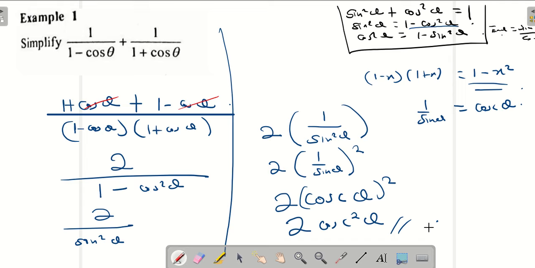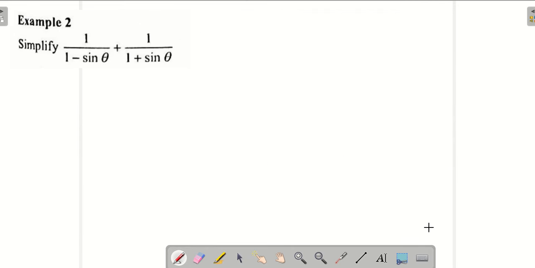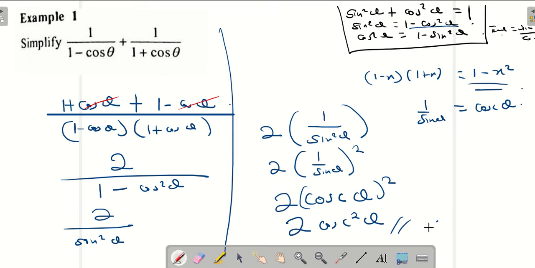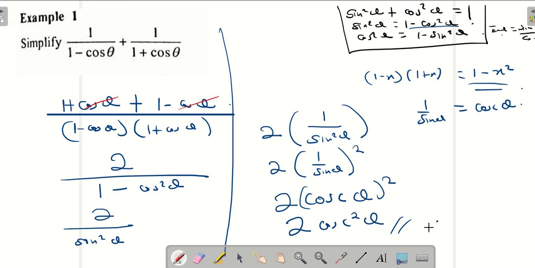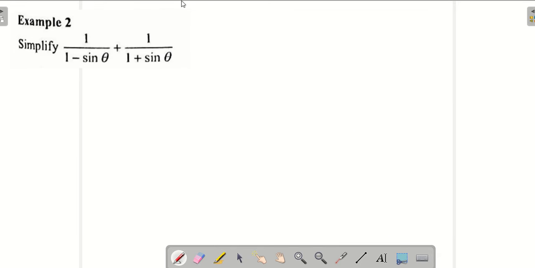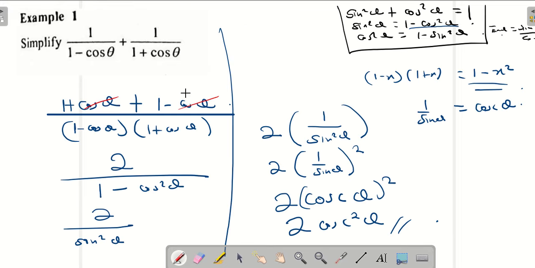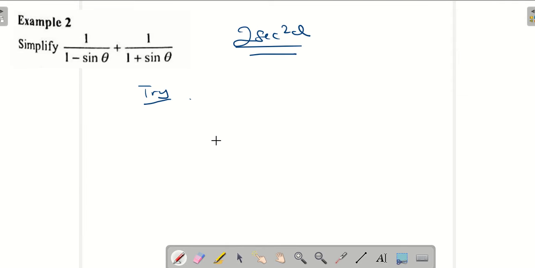Alright, so we can look at another example. Simplify. Now look at this and look at this. They are almost the same, just that it has changed. So I will not worry myself to solve. I'll give you the answer. When you solve this, you will get 2 sec squared theta. Try it. First, find the LCM and apply the same concept that we used here. It's a similar question, so I don't want to repeat it.